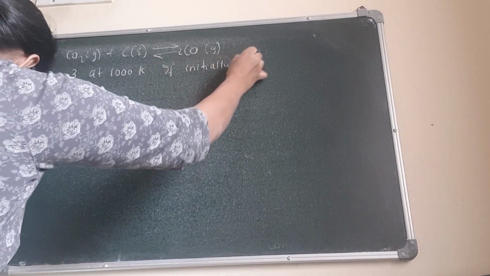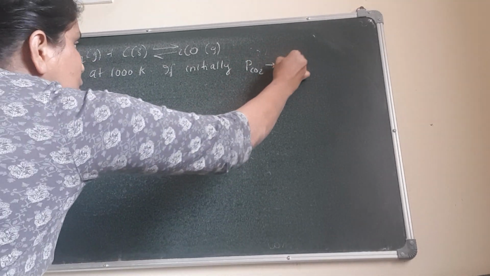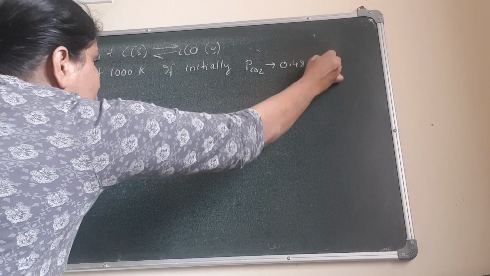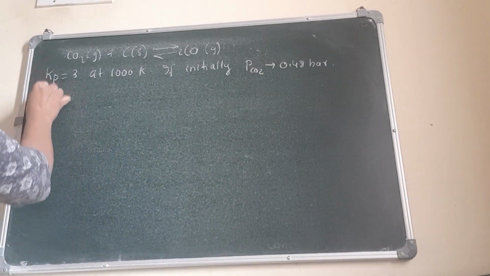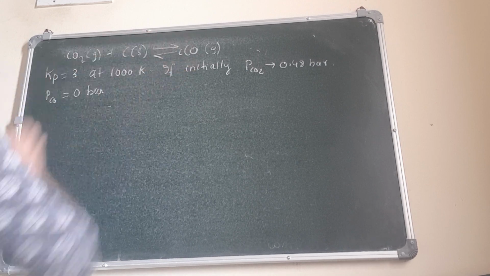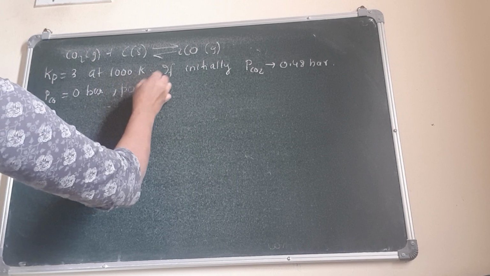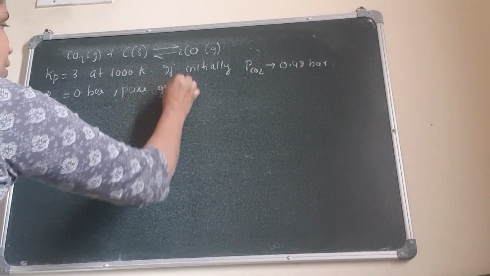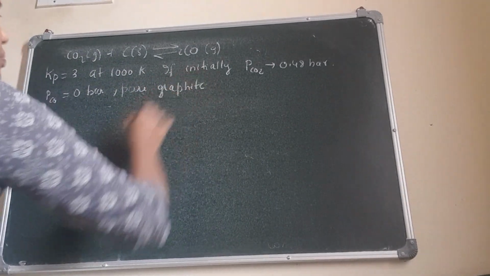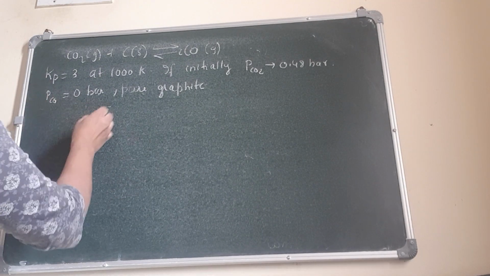If initially the partial pressure of carbon dioxide was 0.48 bar, the pressure of carbon monoxide is 0 bar. Obvious, because initially there will be no product, so no partial pressure. And they say that pure graphite is present. That means we do not need its pressure or concentration. It is insignificant. You have to calculate the equilibrium partial pressures.